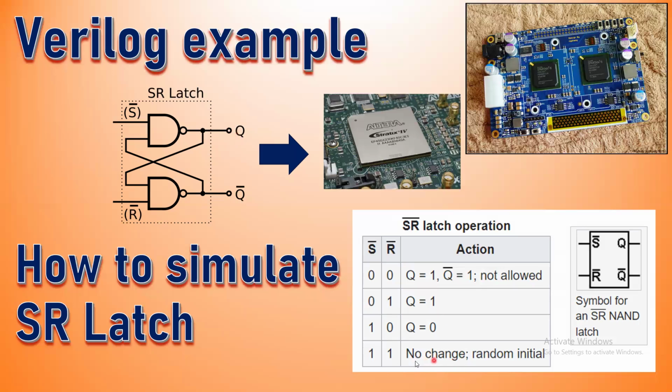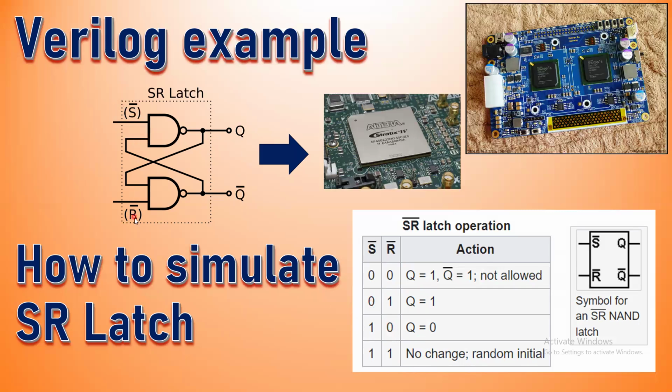So there is going to be no change. Okay, and you can assume the initial random output condition here. So only important combinations: you see that if you want to set the flip-flop, have S bar equal to 0. If you want to reset the flip-flop, have R bar equal to 0.